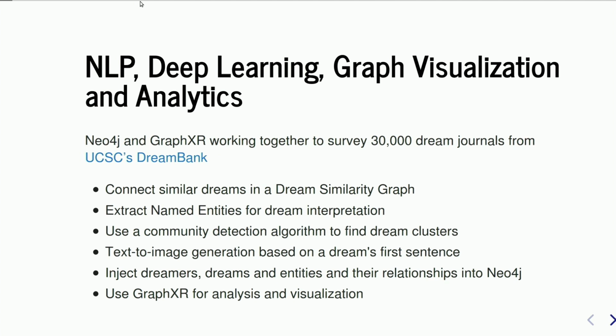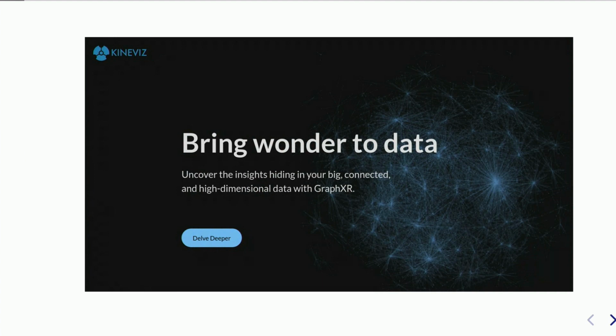All our dreamer, dreams, and entities we're going to load into Neo4j, and that's where we're going to create the relationships. And we're going to use GraphXR for analysis and visualization. So what is GraphXR? GraphXR is a browser-based graph data analytics and visualization platform. So in the first part of my presentation, I want to show you how we can use GraphXR to analyze and visualize our dream data. And in the second part, I'll walk you through the code that I use to process and upload the data into Neo4j and connect to GraphXR.